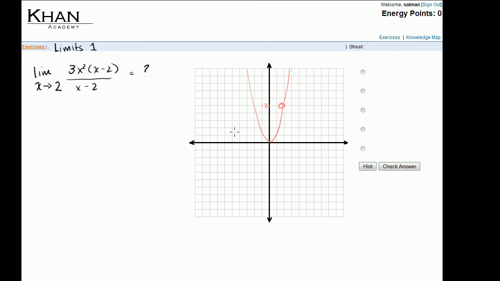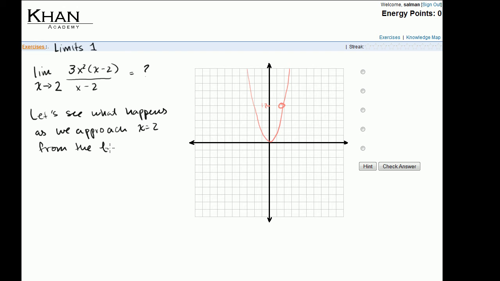But it's up to you. Sometimes you might want to graph, sometimes not. Or you could just graph it every time, or maybe you graph it as one of the hints. But regardless of whether there is a graph, the first hint is, let's write it this way. Let's see what happens as we approach x equals 2 from the left.